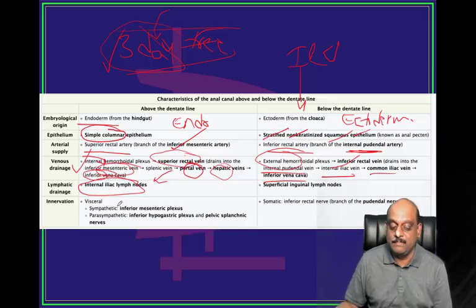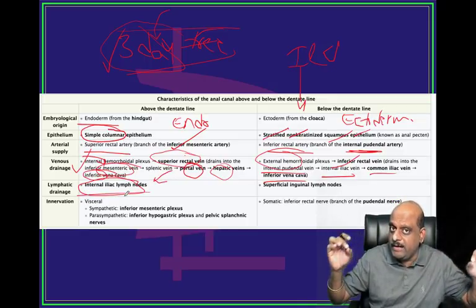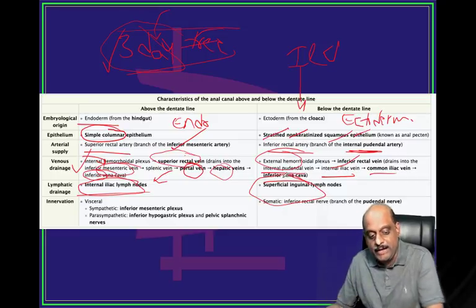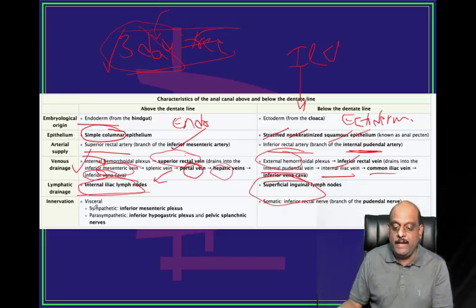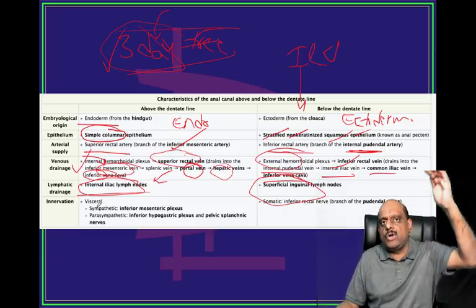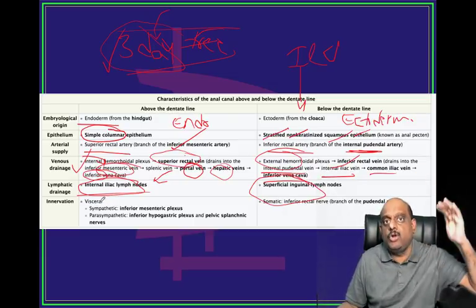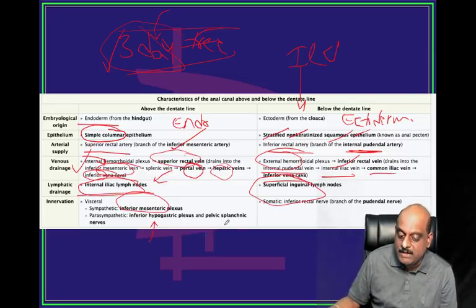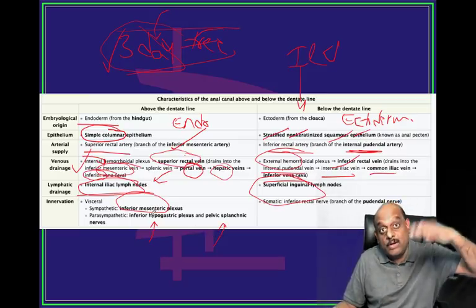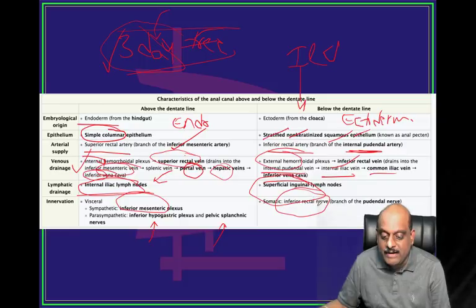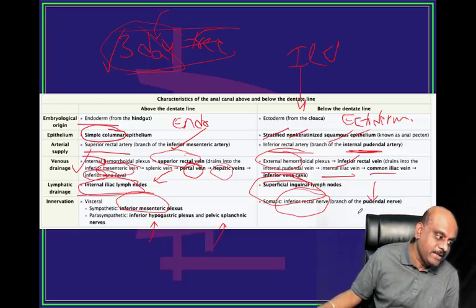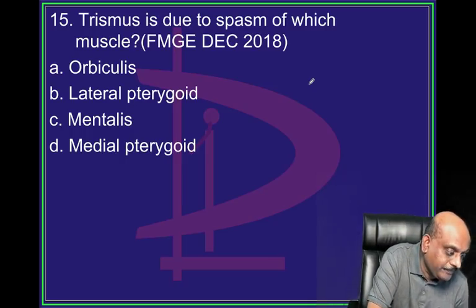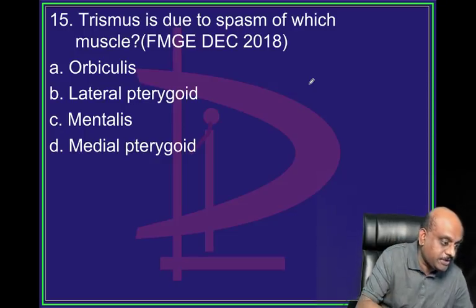So lymphatic drainage: internal iliac lymph nodes above the dentate line, superficial inguinal lymph nodes below the dentate line. Then innervation is also very important. Above the dentate line is all typically autonomic. Inferior mesenteric plexus is sympathetic. Inferior hypogastric plexus, pelvic splanchnic nerves, they are all above. Then inferior rectal nerve, which is a branch of pudendal nerve, is the one supplying below the dentate line. So doctor, be very, very sure about this.